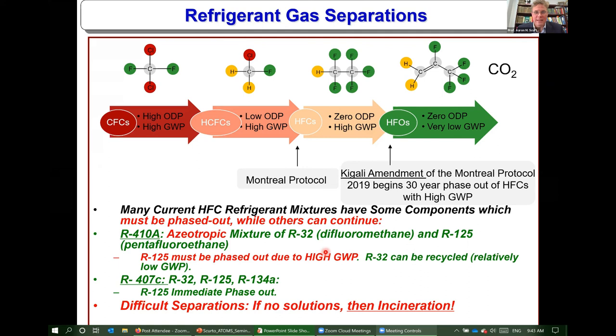R407C is a mixture of this R32, R125, and this tetrafluoroethane that I've been showing a lot of our preliminary work on. Again, this is a tight mixture too, but R125 needs to be phased out. But what about these other components in the mixture? These are difficult separations. And again, if there are no good solutions, what's currently being practiced right now is just incineration, which obviously is probably not the best use of this material. We'd love to be able to get these HFCs recycled and reused in other types of refrigeration applications.